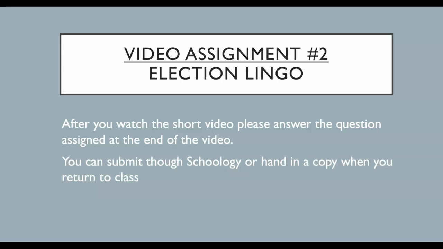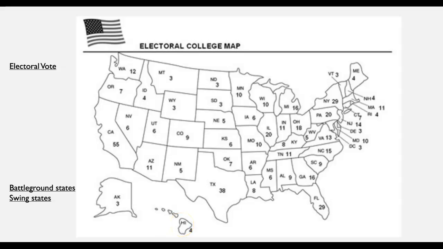All right? So this assignment is titled Election Lingo. Some of the things we're going to talk about in here are things you're going to be hearing this coming Tuesday when you're watching the news and talking about the election. So the first thing is, this is the Electoral College map. We looked at this the other day in class.